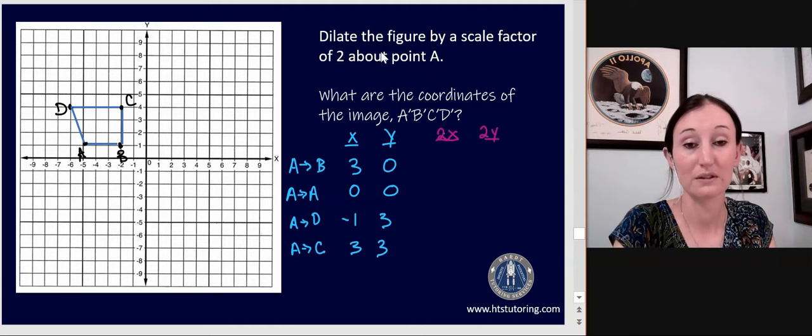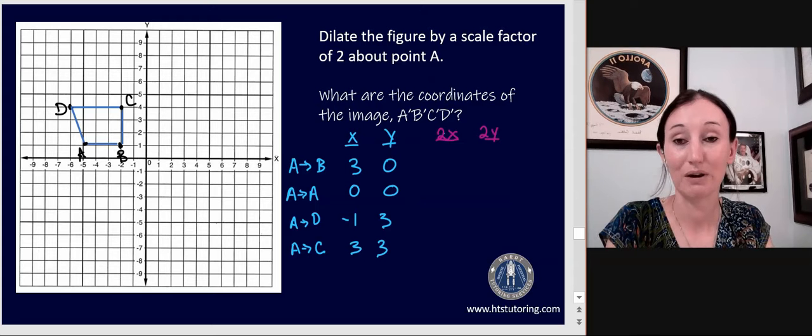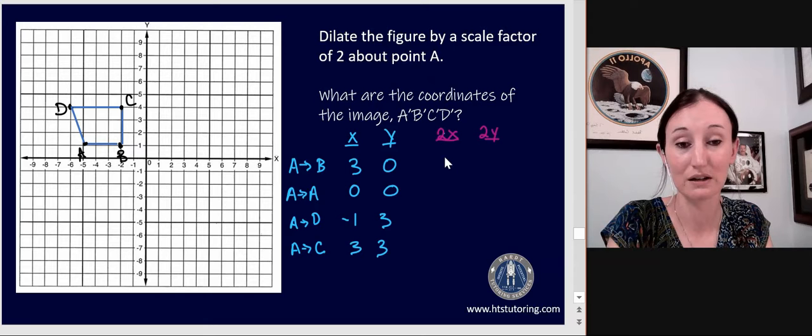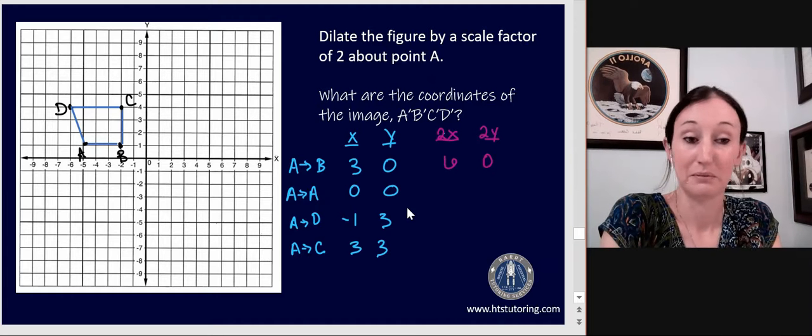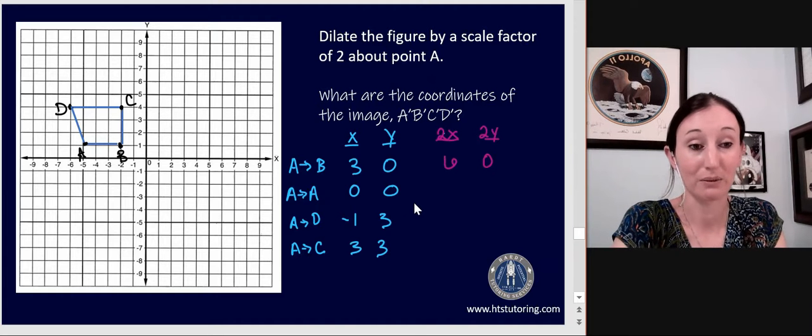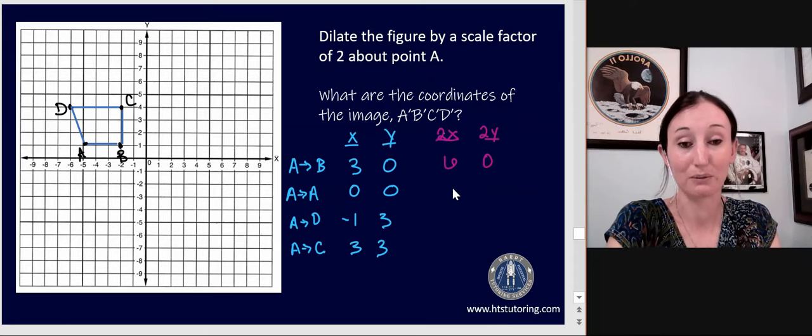So now we're going to scale it. Scale factor of 2. What do we do with those distances? We multiply them by our scale factor. So to get from A to B prime, we're going to multiply everything by 2. So 2 times 3 is 6. 2 times 0 is 0. A to A, we can't go anywhere to get from A to A. So 2 times 0, 0. A prime and A are going to stay exactly in the same spot.